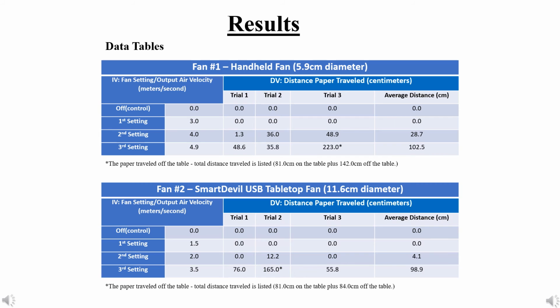Fan number 2, which was the Smart Devil USB tabletop fan. The first setting had an output air velocity of 1.5 meters per second with an average distance of 0.0 centimeters. For the second setting, it had an output air velocity of 2.0 meters per second with an average distance of 4.1 centimeters. For the third setting, it had an output air velocity of 3.5 meters per second with an average distance of 98.9 centimeters.